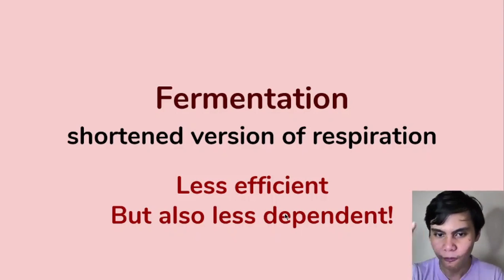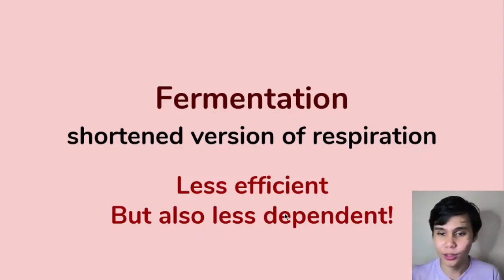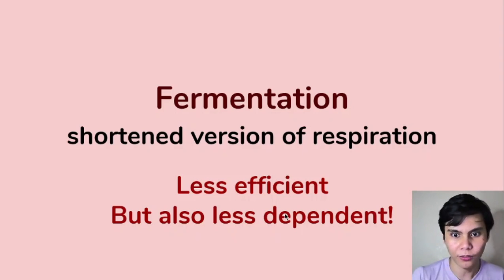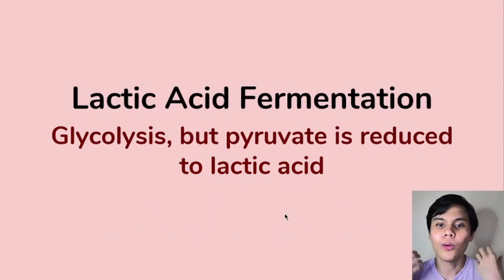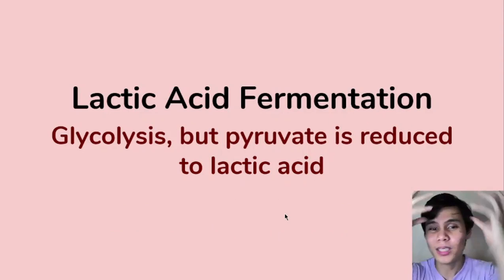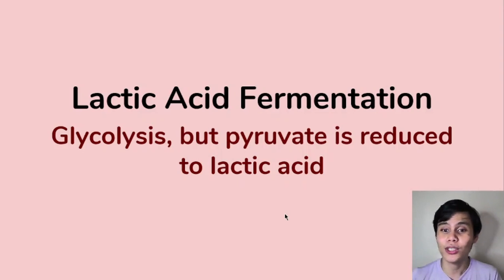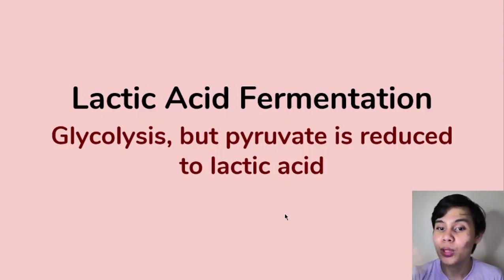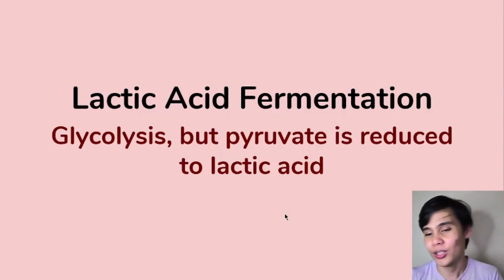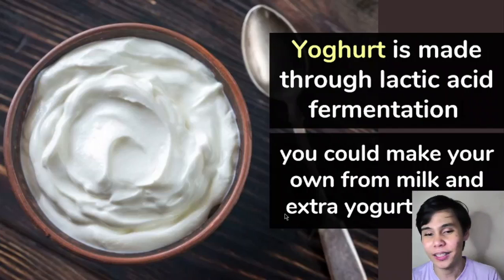Another way of getting energy from energy-rich molecules is fermentation. This is a shortened version of respiration. It's less efficient, but they don't need to depend on oxygen or any other final acceptor molecule. One type is lactic acid fermentation. It basically works like glycolysis, but pyruvate, instead of going into a transition stage, is just reduced, meaning we just add electrons to it in order to make lactic acid. So again, we just shove the waste electrons onto it and it becomes lactic acid, then it's done.